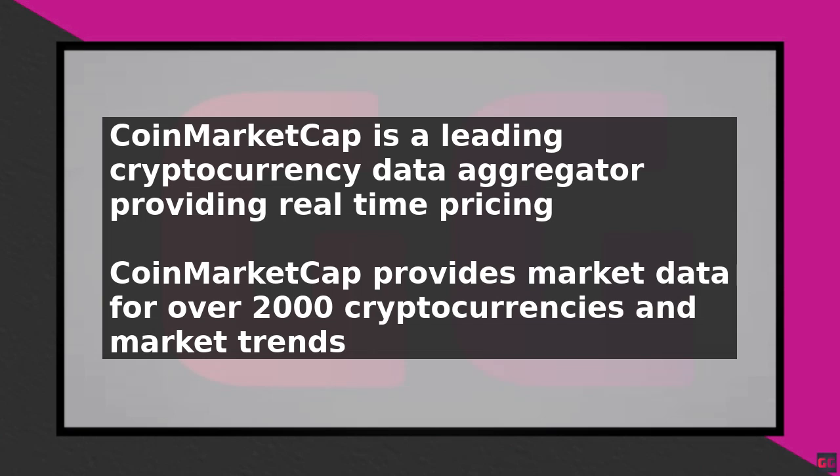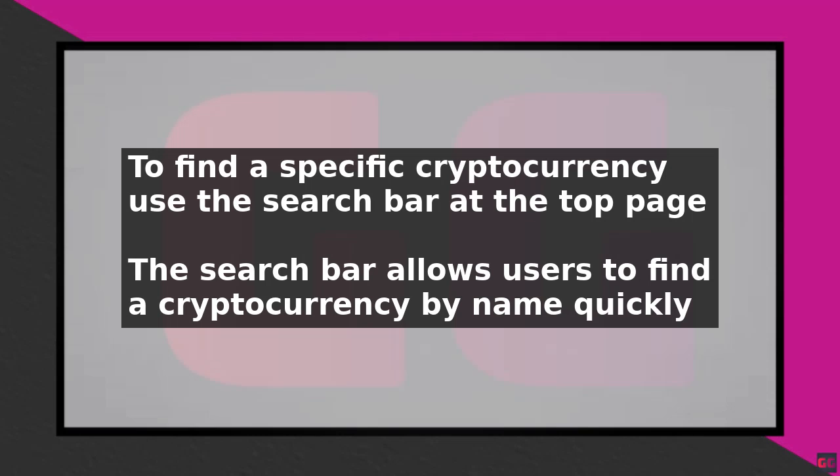For example, if you are looking for Bitcoin, simply type in Bitcoin and press enter. This will take you to the Bitcoin page, which displays a detailed overview of the cryptocurrency, including its current price, market cap, and trading volume. You can also view the Bitcoin price chart, which displays the cryptocurrency's price history over a given time period.